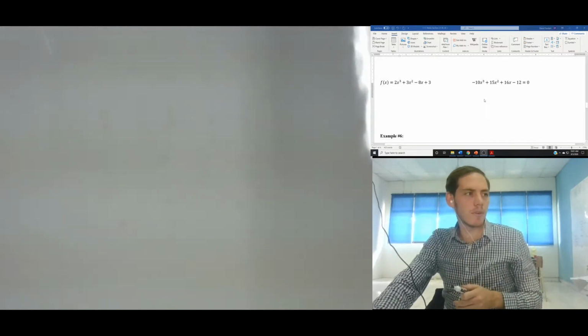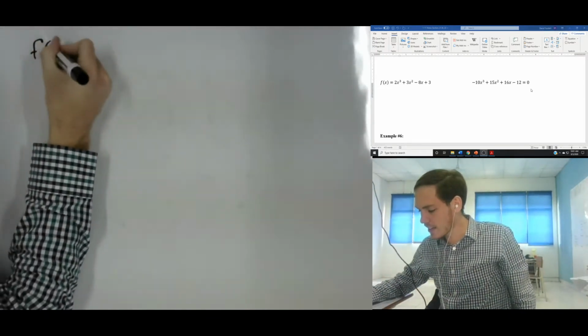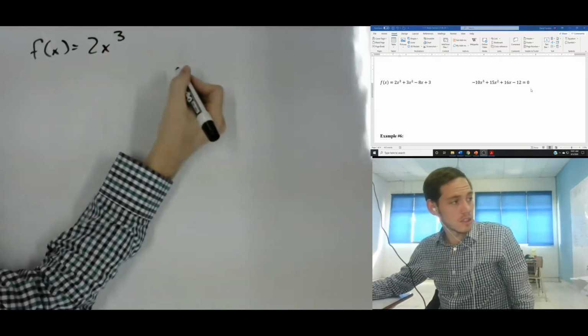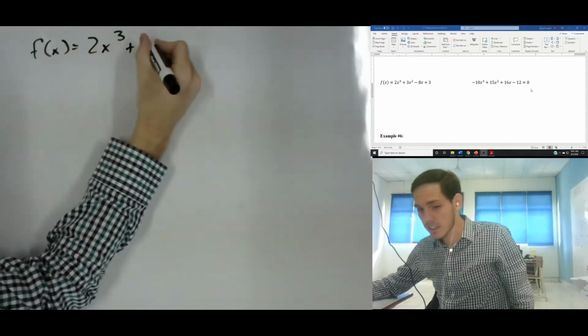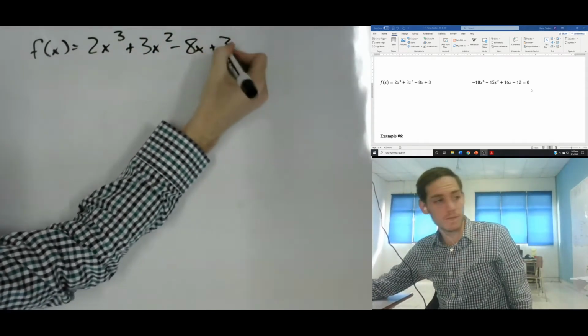Let's go to example 4. Yeah, let's do example 4. Example 5 is the same way. If you just start with 0, it's going to work out the same way. So we have f of x equals 2x cubed plus 3x squared minus 8x plus 30.